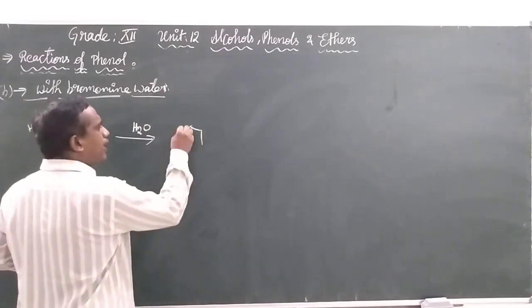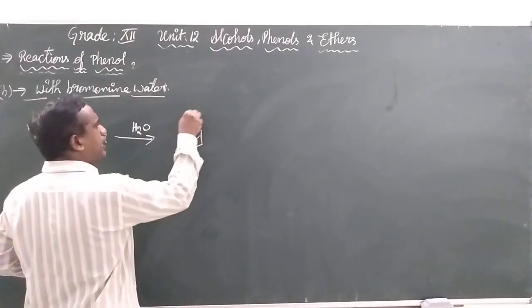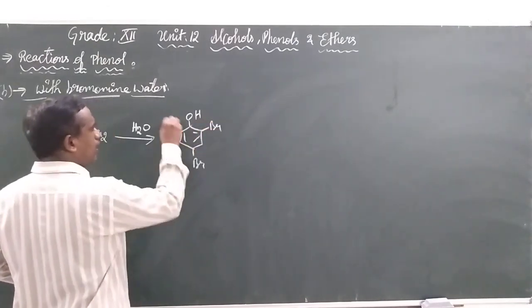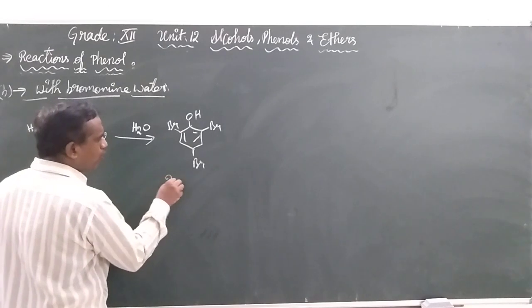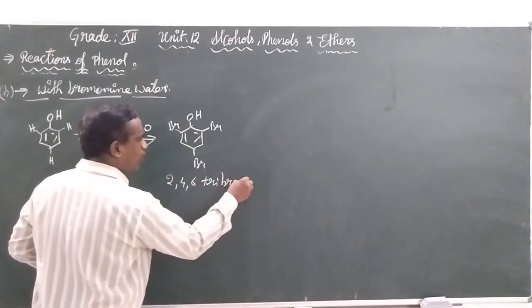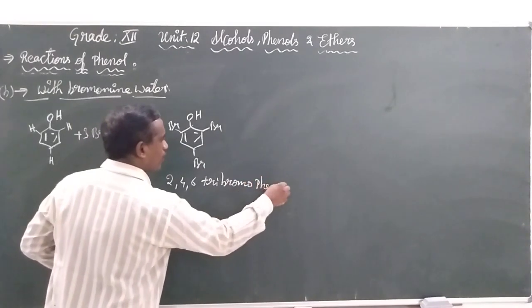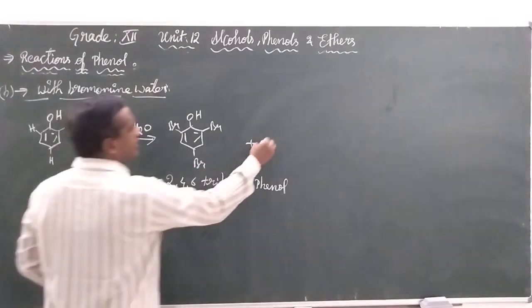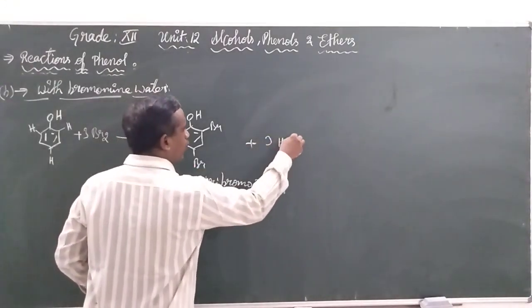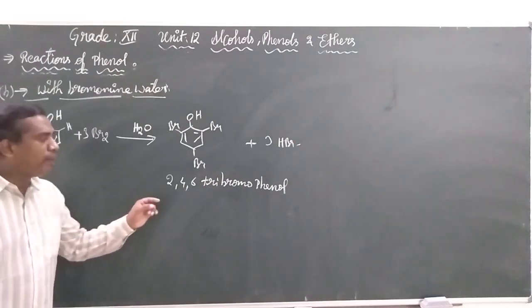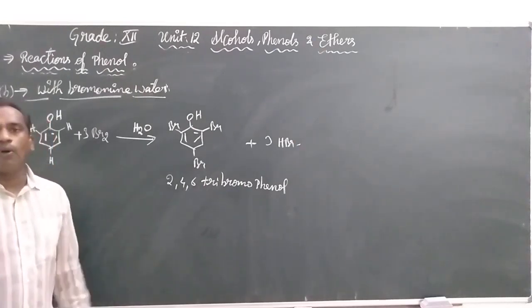It will form a tri-substituted product that is called 2,4,6-tribromophenol, whereas the remaining bromines and hydrogens will form hydrogen bromide. So with bromine water, we get 2,4,6-tribromophenol.